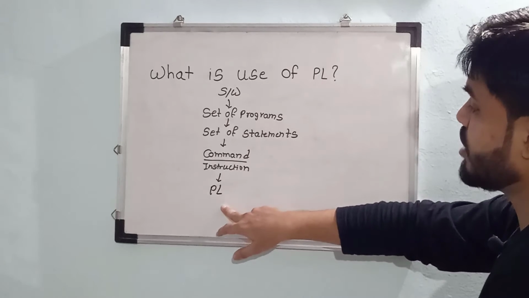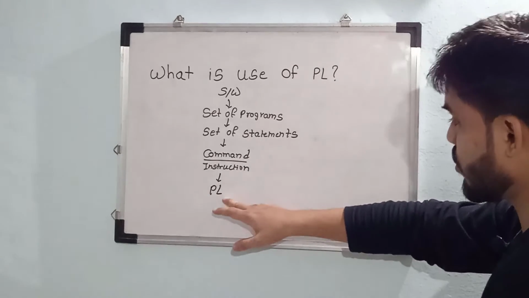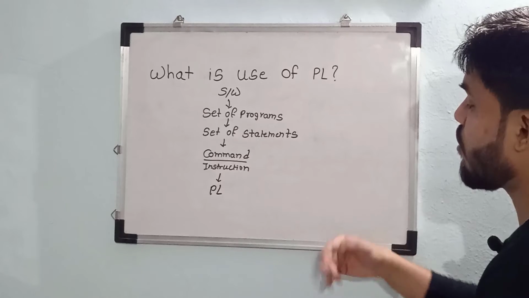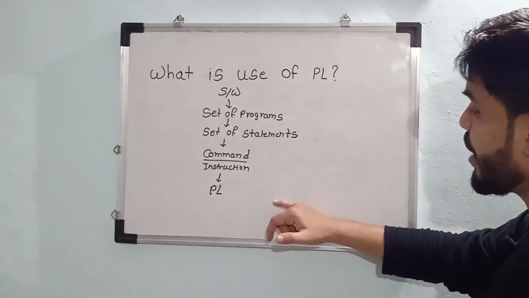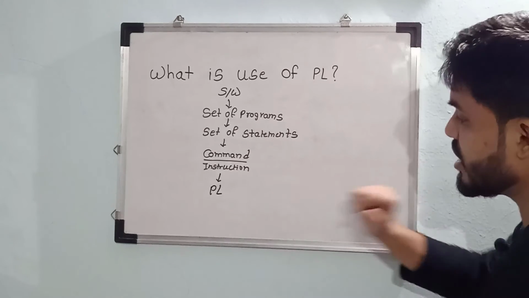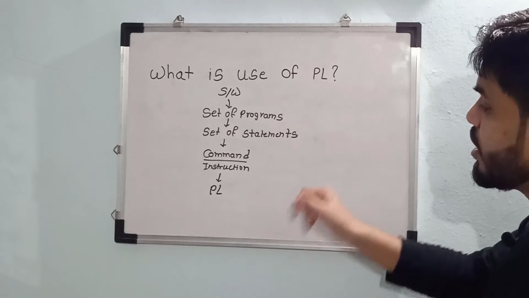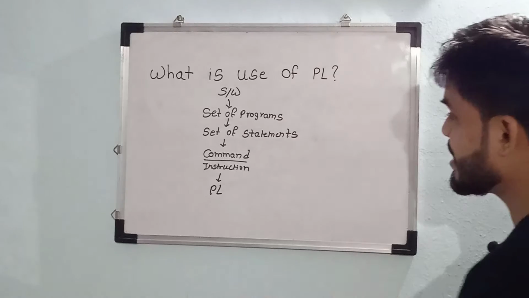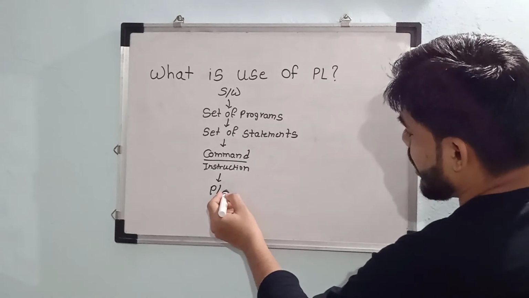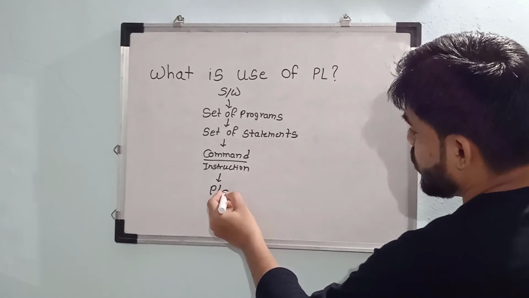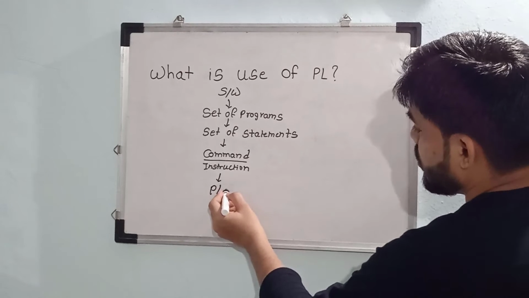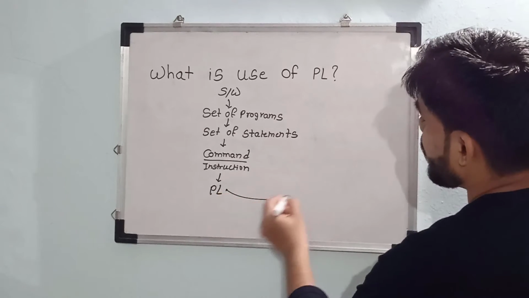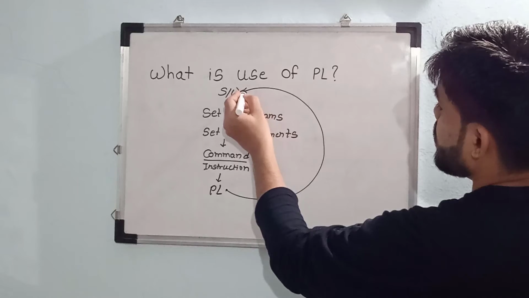That instruction which is given to the computer will be followed by the hardware peripherals of that particular machine, and finally our output will be generated. In this way we can say that this programming language is used in development of software.